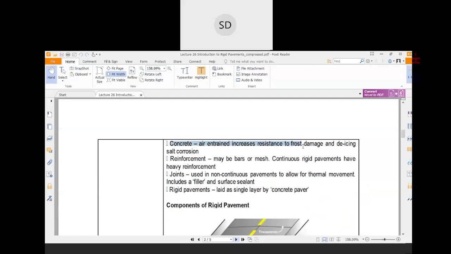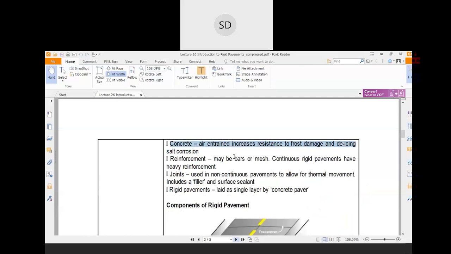Then, air-entrained concrete increases resistance to frost damage and de-icing salt corrosion. So you will use enough air-entraining material in the preparation of the concrete so that it is effective in all weather conditions. Now, reinforcement may be bars or mesh. You can use some mesh or some bars. Continuous rigid pavements have heavy reinforcement. If it is the continuous one, heavy reinforcement can be used.